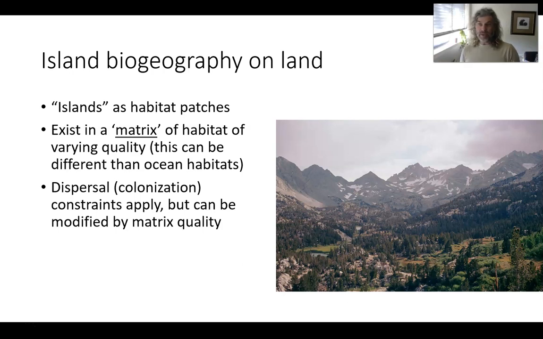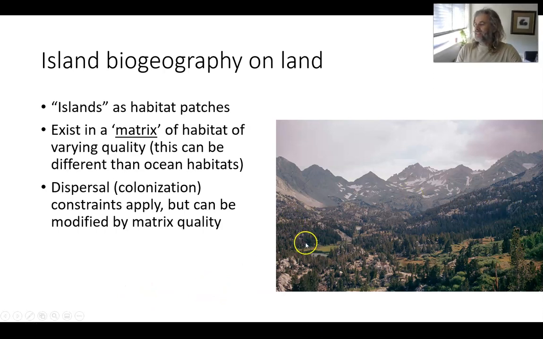A better example might be the Kaibab Plateau. Deer can run across the deserts around the Kaibab Plateau and escape into Utah when they run out of aspen. But they can't run off, say, the Hawaiian Islands or something like that. And so the isolation can really matter. And it's different on land. Dispersal and colonization constraints apply to isolated areas on land, but they can be modified by the matrix.